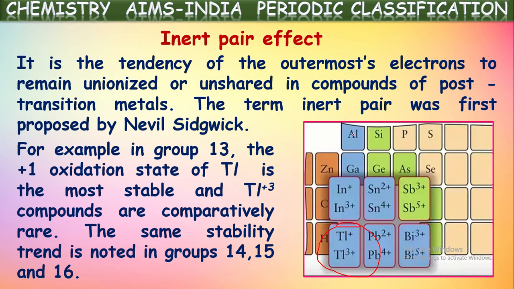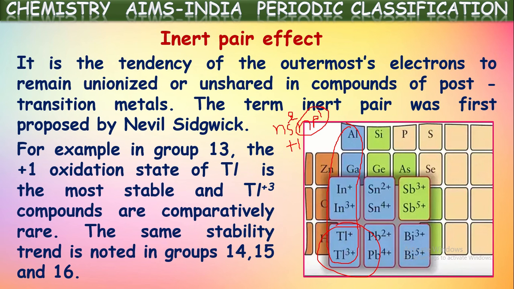So even though these 13th group elements have 3 valence electrons, their configuration will be ns2 np1. This is a generalized electronic configuration of the group 13 elements. But here instead of losing these 3 electrons, they are interested in losing only one electron, and hence they mostly form +1 ions in their compounds.